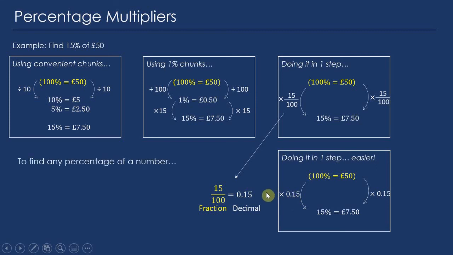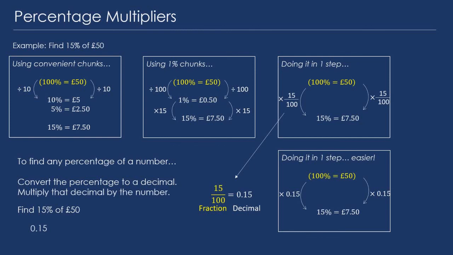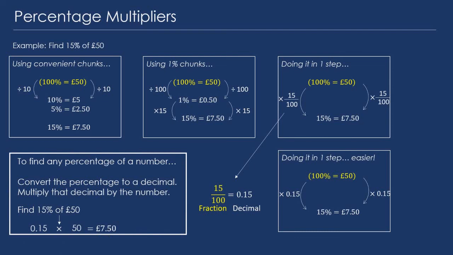So let's recap what we did. To find any percentage of a number, first convert the percentage to a decimal. Now we didn't have to turn it into a fraction first. Very easy to turn a percentage directly into a decimal. All we do is divide it by 100. We then multiply that decimal by the number. So this "of" turns into a multiply, and we multiply it by the £50 that we're trying to find 15% of. And there's our answer.